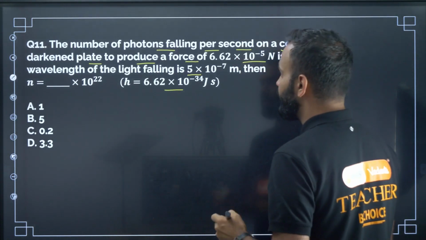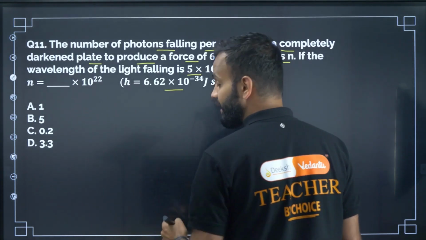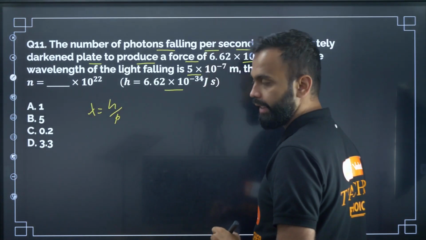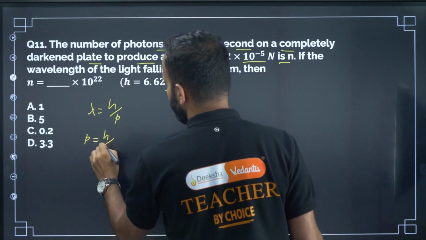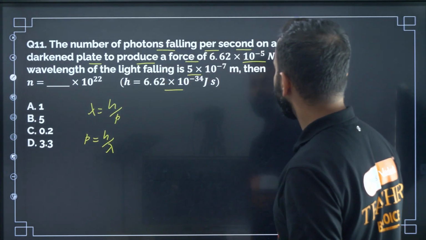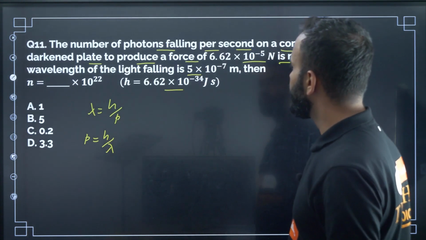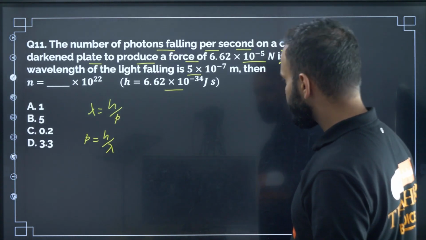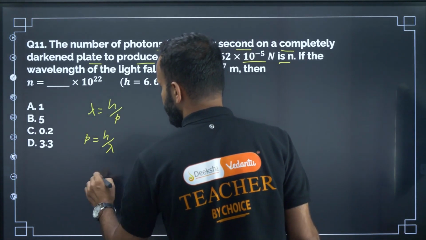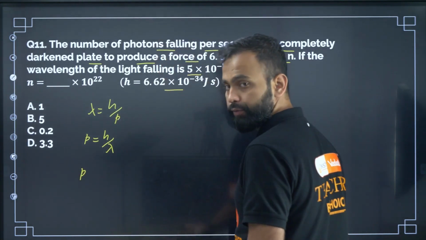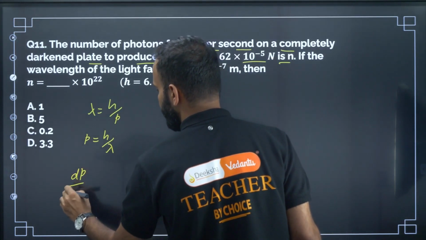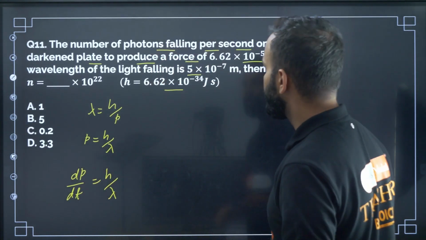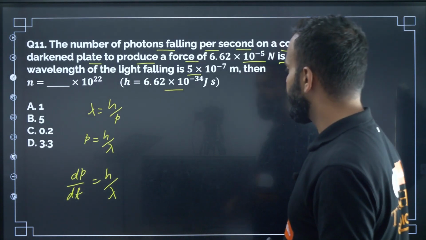Here, what is the momentum? What is the de Broglie wavelength equation? Lambda equal to h divided by p, so p equal to h by lambda. The wavelength of the incident light is given, and h we know. So the rate of change of momentum, dp by dt, is equal to h by lambda.